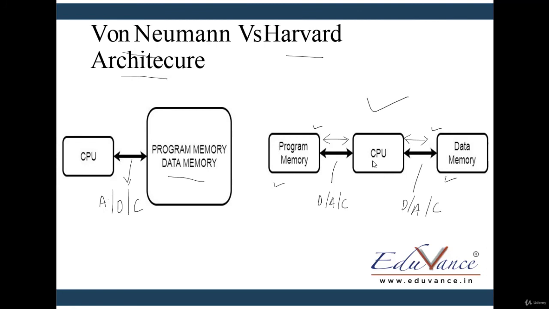But in von Neumann architecture, what you can see is that only a single set of lines is required to interface between program memory and data memory. So microprocessors are comparatively simple to interface as compared to Harvard architecture. Most of the microprocessors follow von Neumann architecture. Most of the microcontrollers follow Harvard architecture. So now let us go ahead.